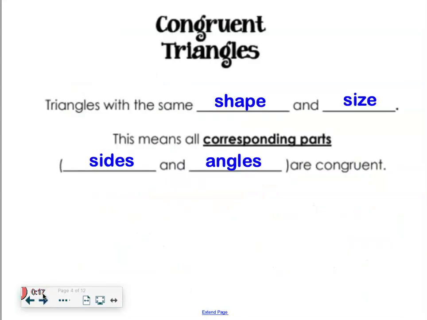So, congruent triangles have the exact same shape and size. That means that all their parts, meaning their sides and angles, are the same. So you're going to do a lot of matching between two triangles or two shapes, to see if they are congruent or not.